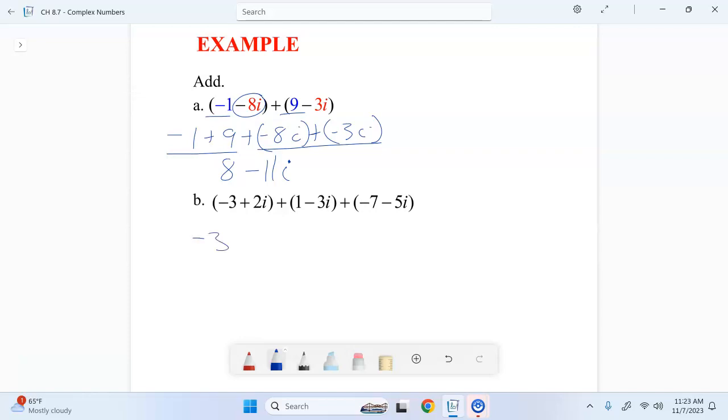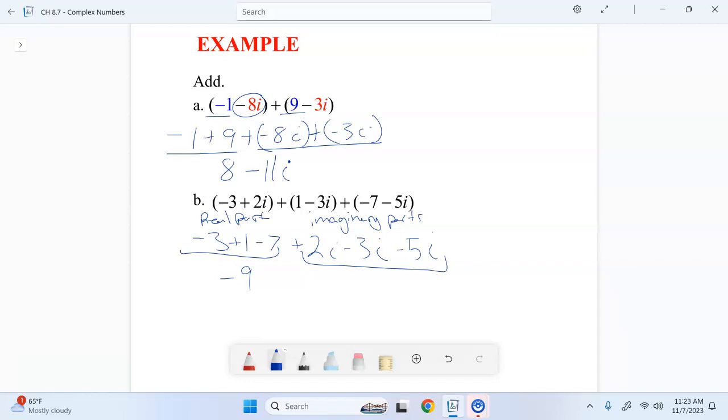What are the real parts for b? -3, 1, and -7. Those are the real parts. And what are my imaginary parts? 2i minus 3i minus 5i. Combine like terms. What's the sum of my real parts? What's the sum of my imaginary parts? And there we go. There's our complex number.